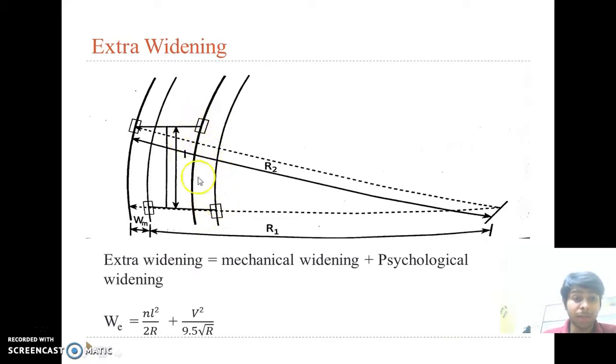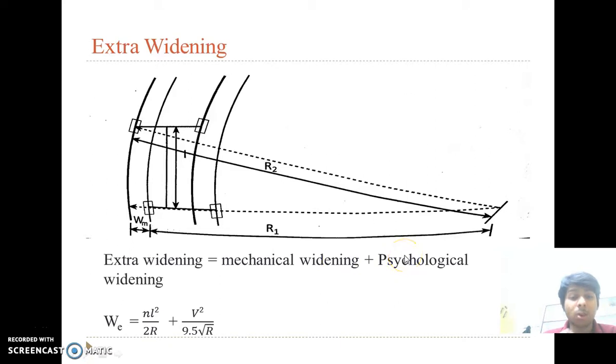Because the front wheel and the rear wheel have different turning radius. So this is the turning radius for the outer wheel, and R1 is for the inner wheel. So the extra width of road which is required is equal to mechanical widening. So we are providing extra width equal to mechanical widening plus psychological widening.